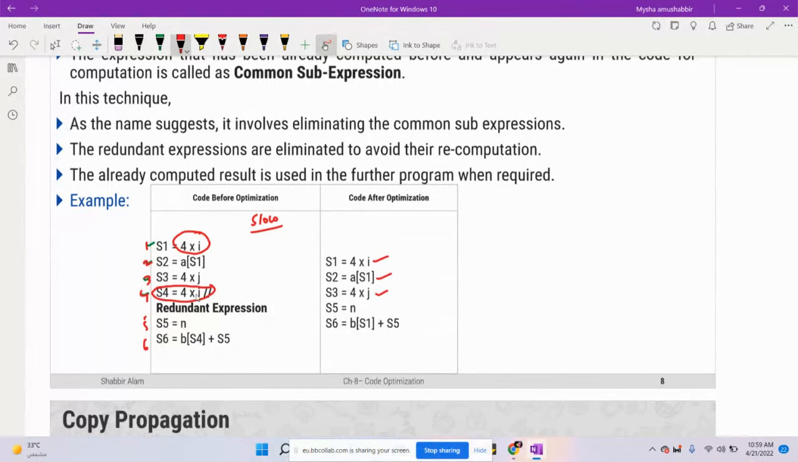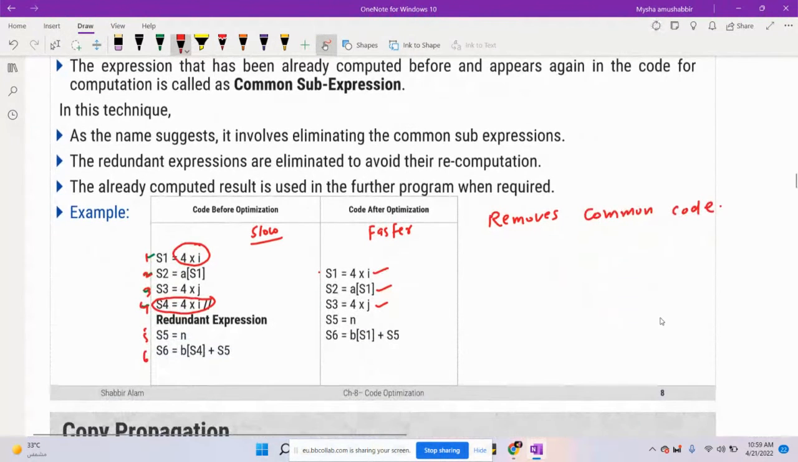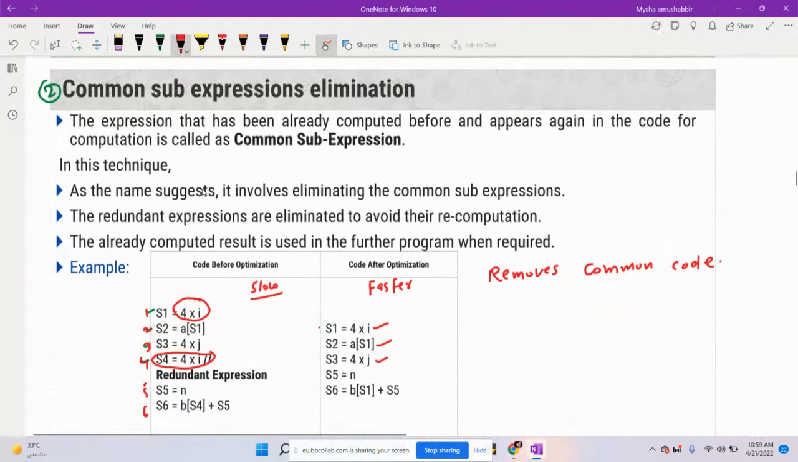What is the value of S4? It is 4 multiply I, and the value of S1 is also 4 multiply I, the same value. So put S1 plus S5 here. Now how many lines? 1, 2, 3, 4, 5 lines. So this code is faster. In this technique, common sub expression elimination, you remove common lines, common code. So if in the exam they ask to explain any three or any two code optimization techniques, this is one technique: common sub expression elimination.